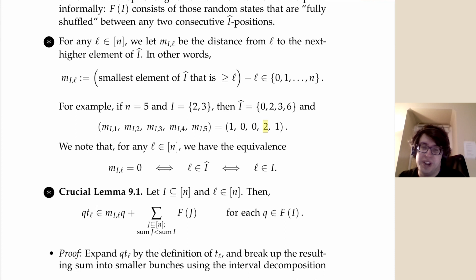Okay, and the crucial lemma is this. If you have Q in Fi for a subset I, and you multiply it with TL, what you get is a scalar multiple of Q, and the scalar is actually MIL. Notice that this is a non-negative integer, which is very nice. And then you get an error term, which is in the FJs, where J has a smaller sum than I.